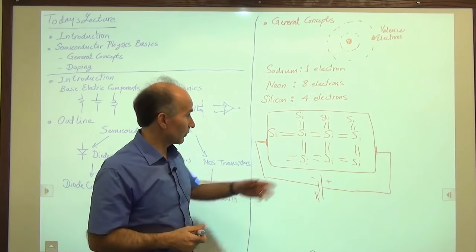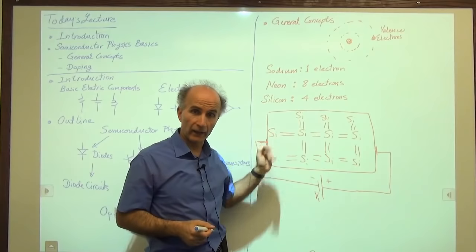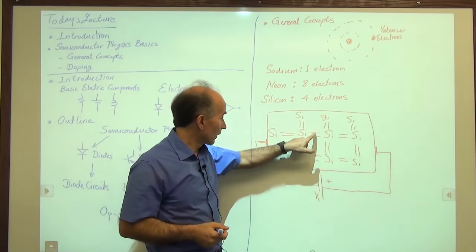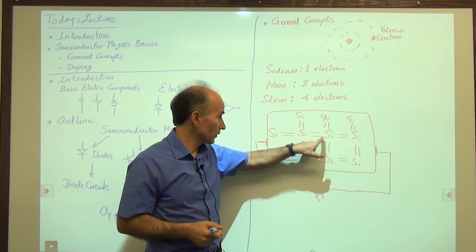It seems that the electrons are all occupied. They're all bound to these atoms. It seems that no electron is free. This electron is shared between these two. This electron is shared between these two, etc.